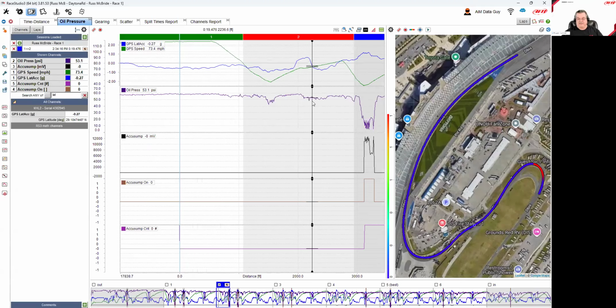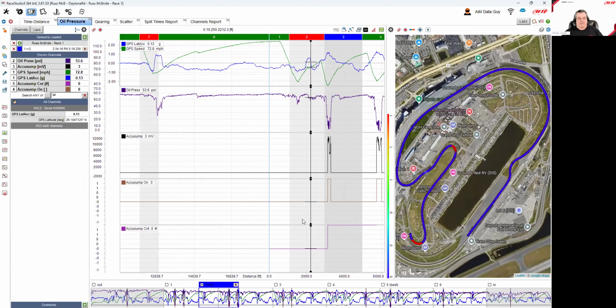And then here's where he's turning, a little bit of a right hand corner, right? And darn if it doesn't start to drop a little bit just from that right hand corner. It comes down a little bit and then turns left, and it stays down there a little bit, starts to come back up. So we can dig into these oil pressure problems and take a look.